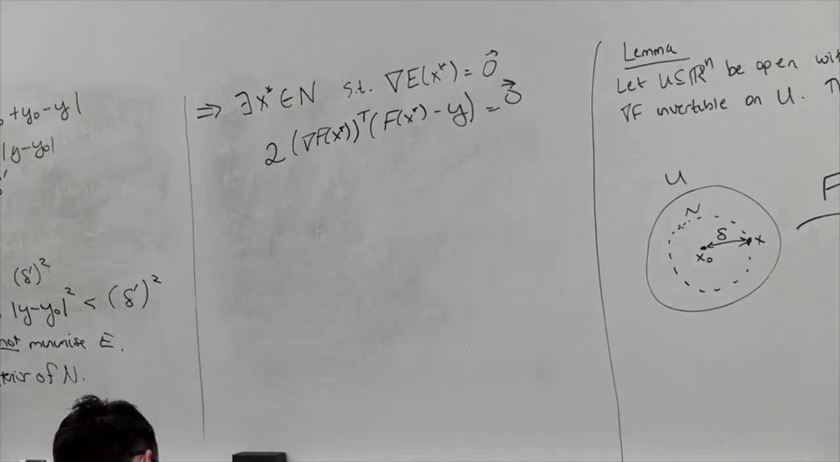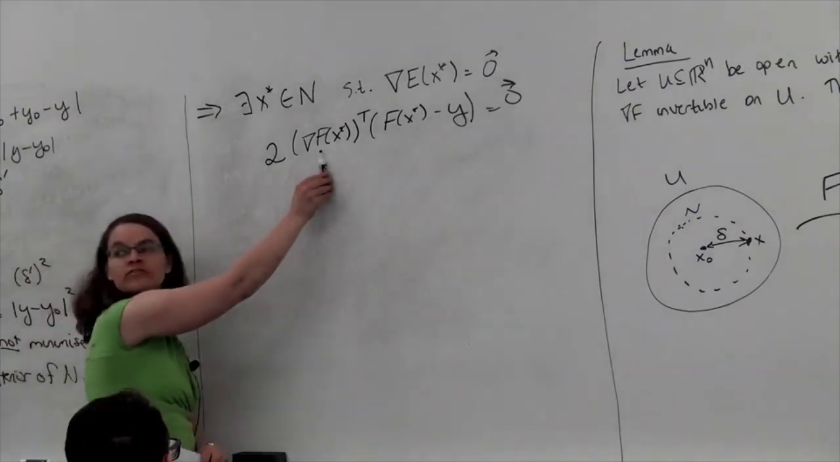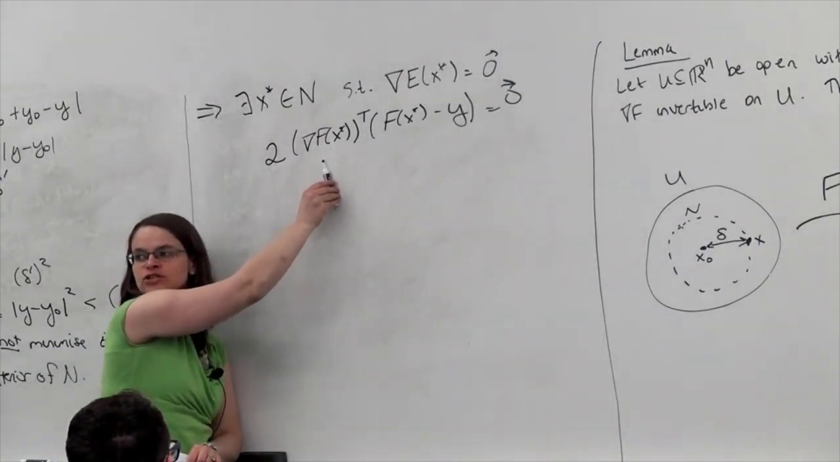Or you can expand this if you want to. You can expand it, exactly, because the square is the quantity times the quantity transpose. So what's important here is this is an invertible matrix, right? That was one of our assumptions. The Jacobian is invertible.